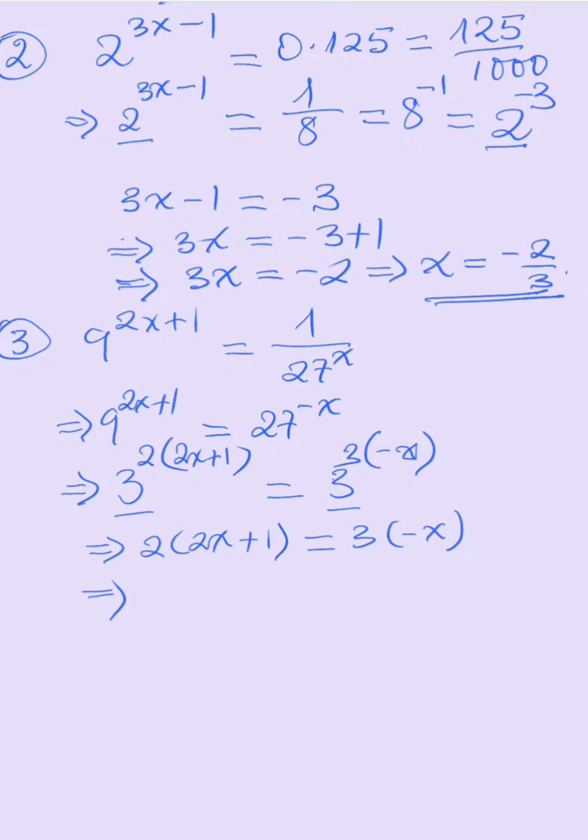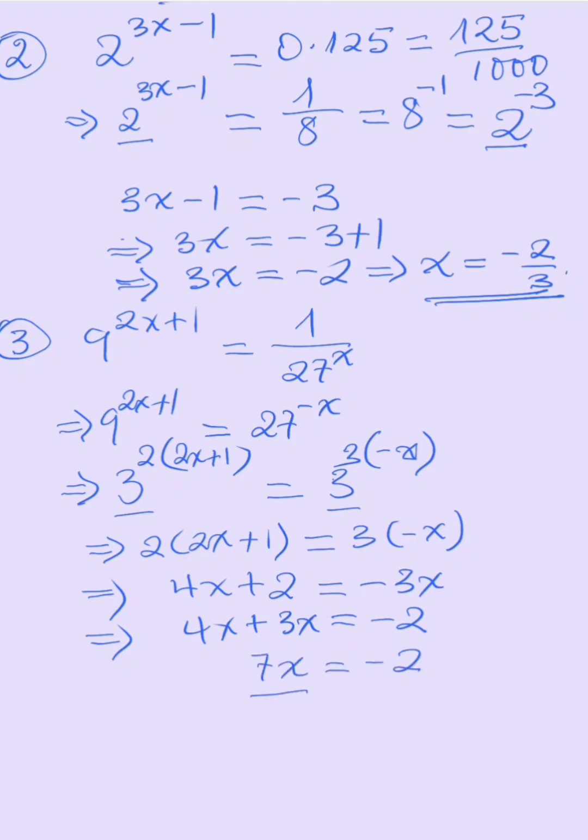And upon expanding the left hand side, we have 4x, that's 2 times 2x plus 2 times positive 1, which gives positive 2, equals 3 times negative x, which is negative 3x. Upon collecting like terms, we have 4x plus 3x, and when negative 3x moves to the left hand side, it becomes positive, equals, we send positive 2 to the right hand side, which becomes negative 2. And so we have 4x plus 3x giving 7x equals negative 2. We divide both sides by 7, so that we have x equals negative 2 all over 7.